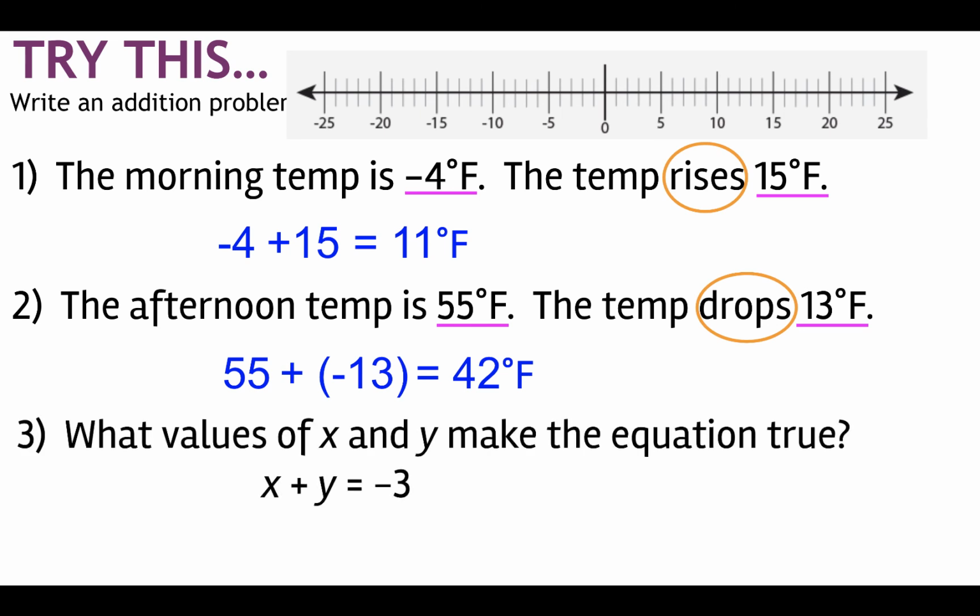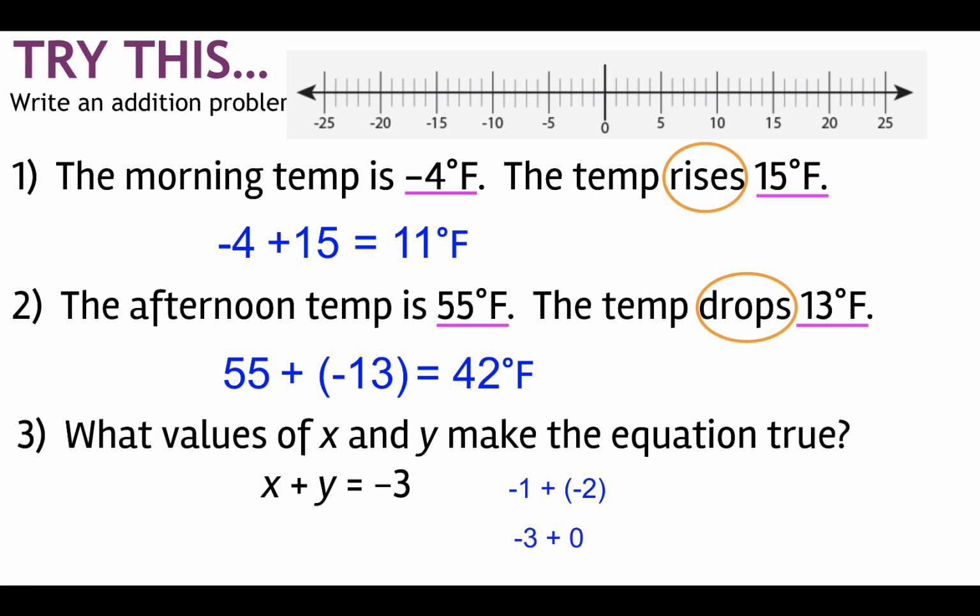Third example says, what values of x and y make the equation true? So what could we plug in for x? What could we plug in for y? Add them together to get a -3. One would be -1 plus -2. Can you come up with 2 more?